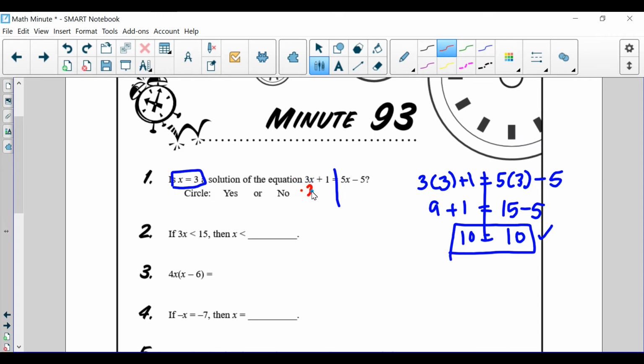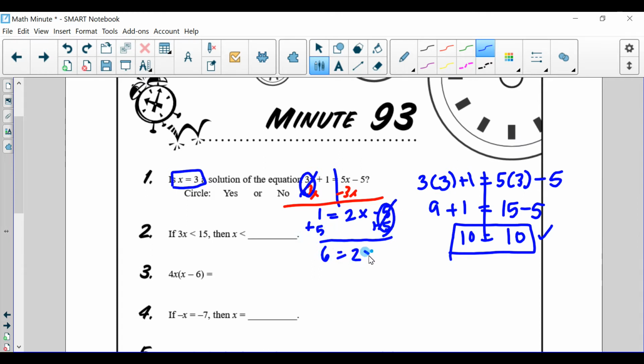Also, if you subtract 3x from both sides here, you're going to end up getting 0 plus 1 is equal to 2x minus 5. Add the 5 to both sides, and you're going to notice 2x is equal to 6. Divide by the 2. We get x is equal to 3, which is what we had earlier.